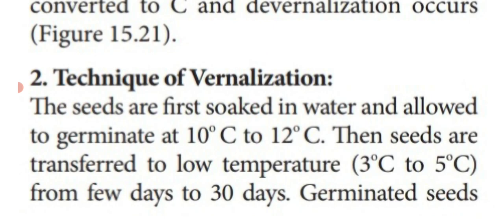Then the second step, it will be allowed to germinate. What is germination? Seed sprouting, we call it. Okay, that is said to be germination at 10 degrees Celsius to 12 degrees Celsius. Then the third stage, it will be transferred to the low temperature, that is 3 degrees Celsius to 5 degrees Celsius for a few days, that is up to 30 days.